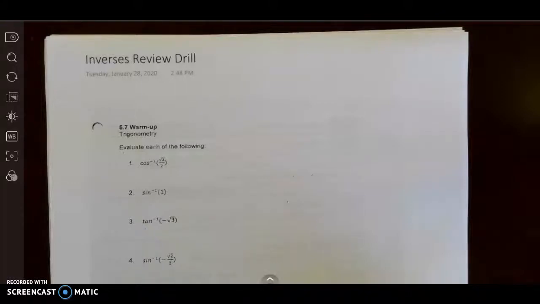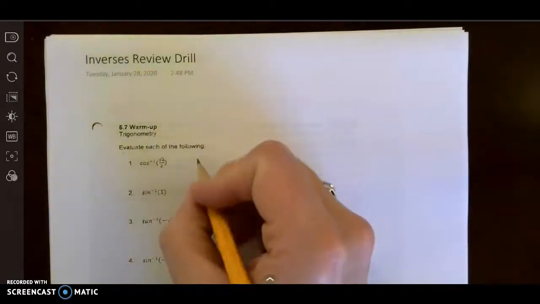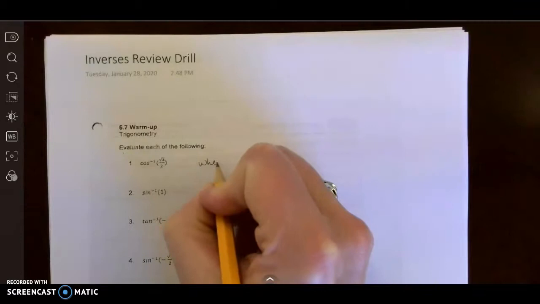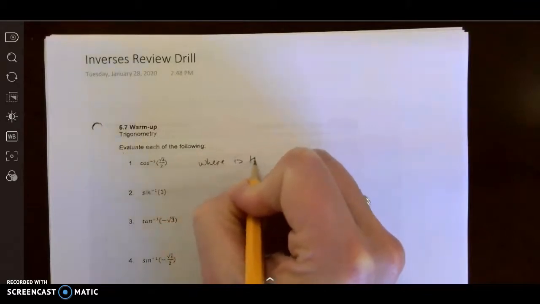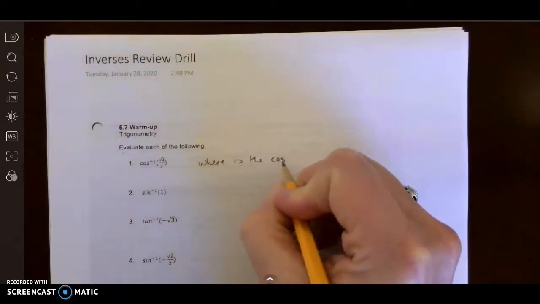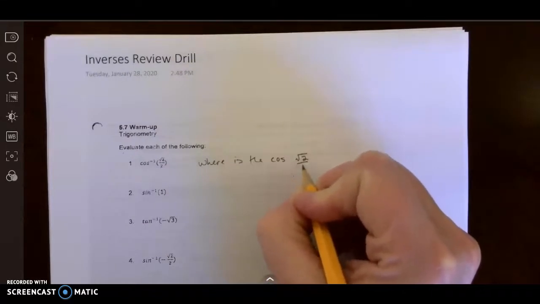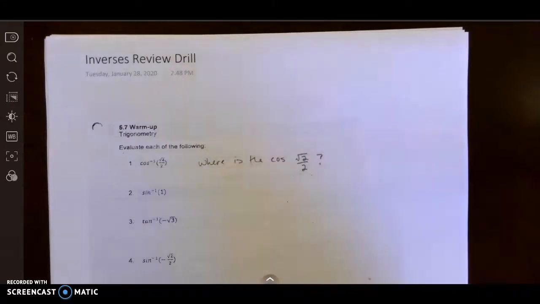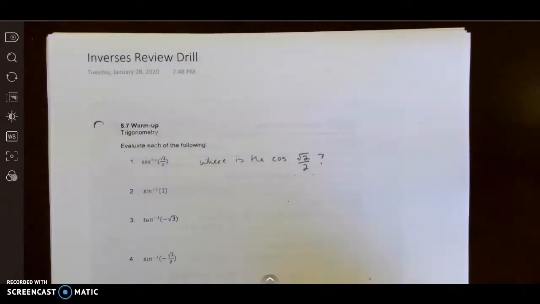So this inverses review drill asks us to do exactly what it says, to find the inverse. And when you're finding an inverse, you're finding the angle that has the sine, cosine, or tangent that is given to us. So in number 1, it's asking us where is the cosine the square root of 2 over 2. That's really what that question is asking us.